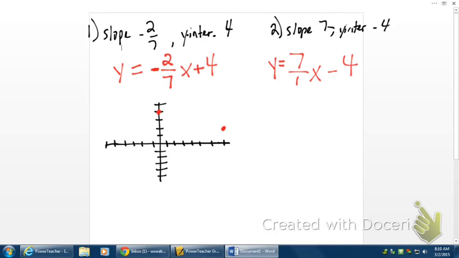Make sure you're going down 2, then over 7. We have a negative slope, so we're going to go down. So the first thing you should do is go down 2, then over 7. If you feel comfortable doing this, you can go ahead and plot out number 2. Okay? If not, follow along with me.